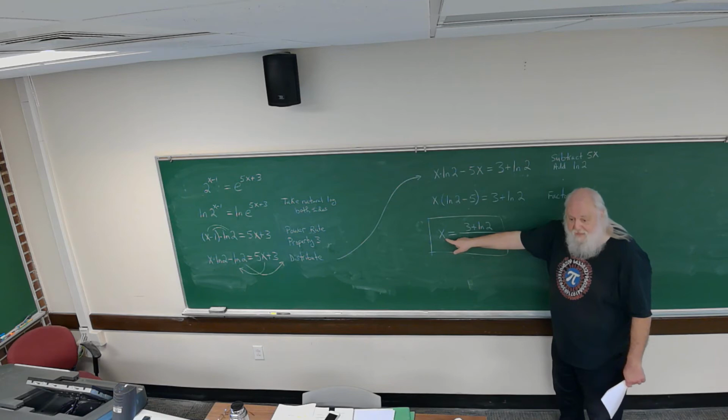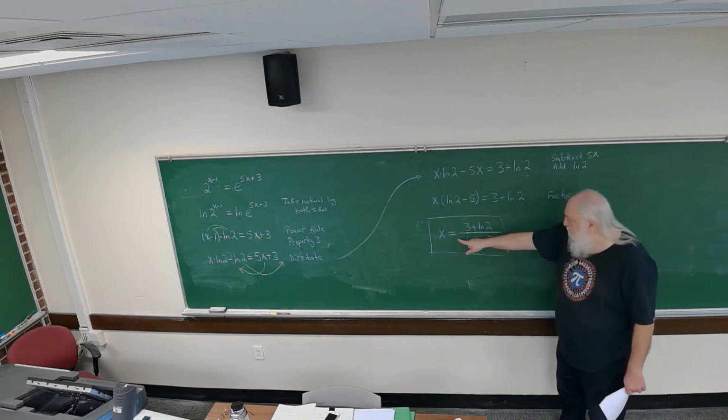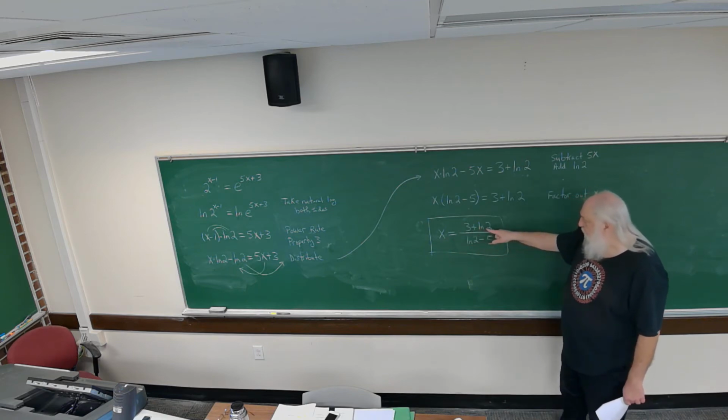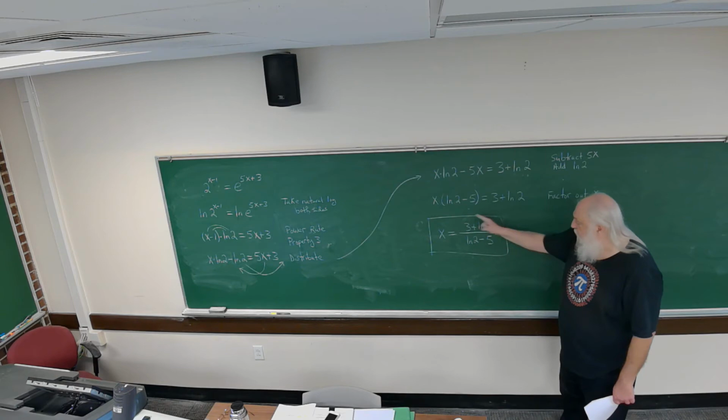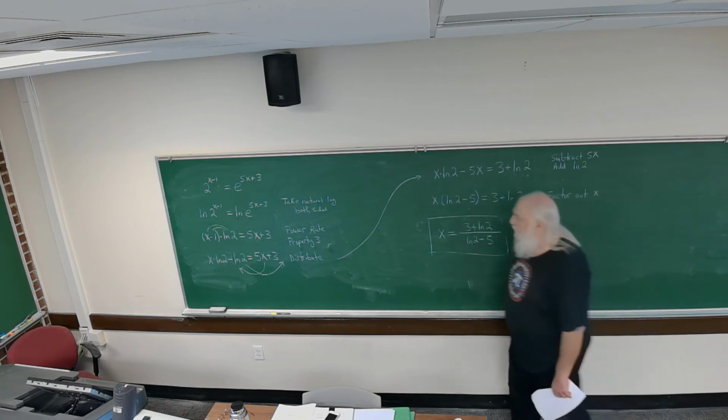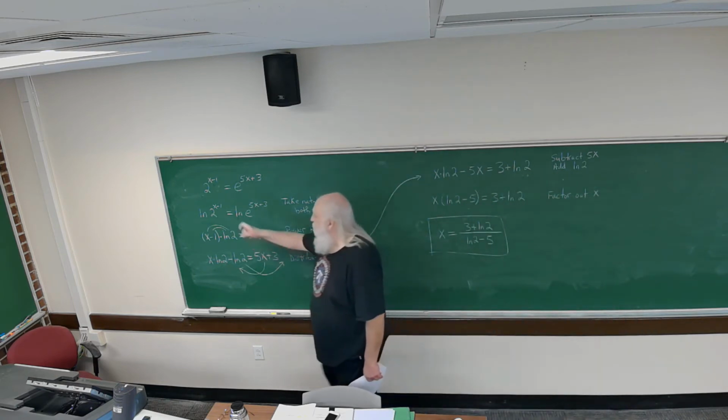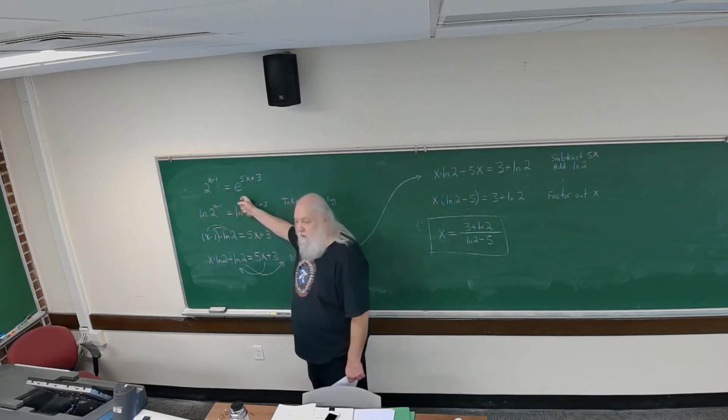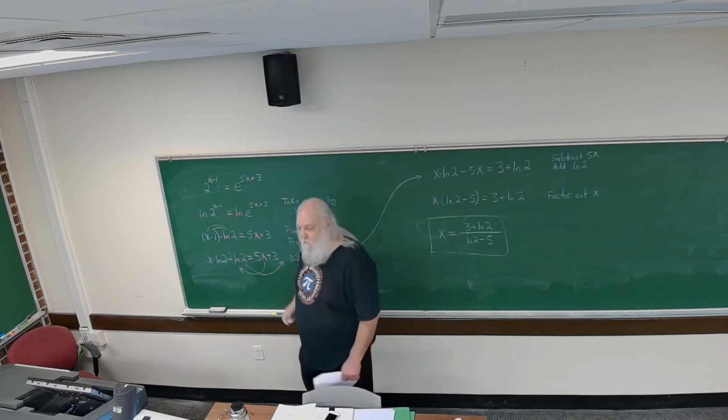This is the exact solution. x is equal to (3 plus the natural log of 2) divided by (natural log of 2 minus 5). That is the exact value of x that makes the left-hand side equal to the right-hand side in our original problem.